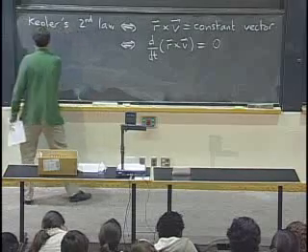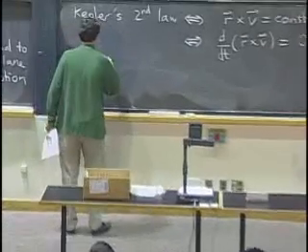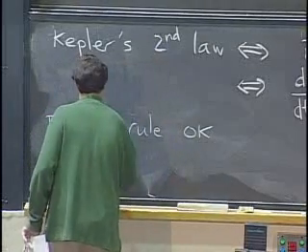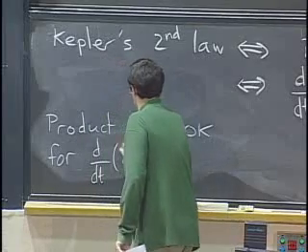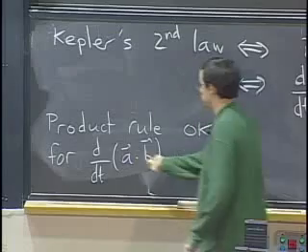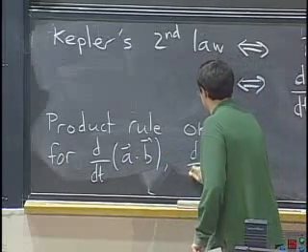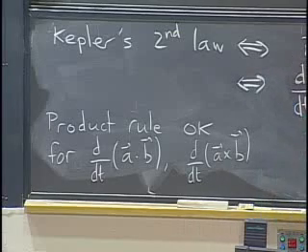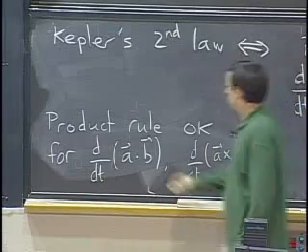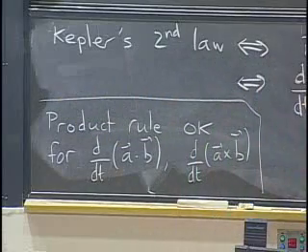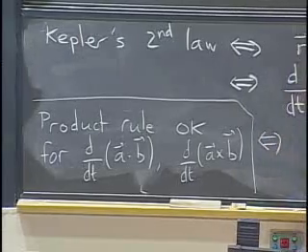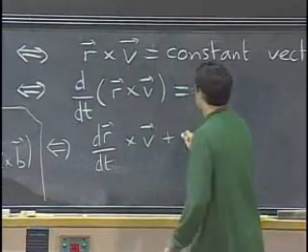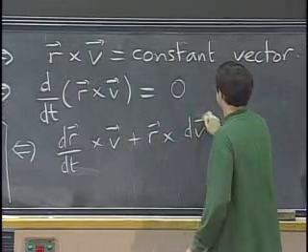So the product rule is okay for taking the derivative of a dot product. There you don't actually even need to be very careful about the order of things, or the derivative of a cross product. There you just need to be a little bit more careful. Now that we know that, we can write this as dr/dt cross v plus r cross dv/dt.